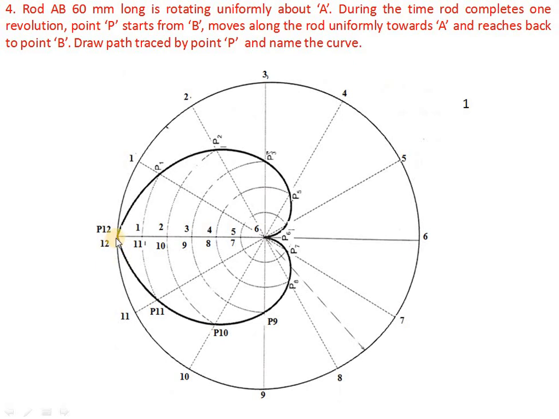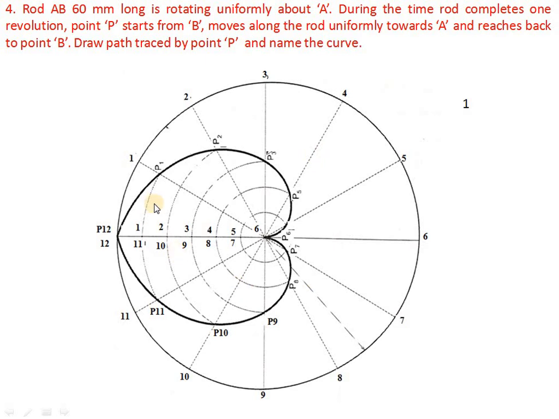Now what is the concept here? During the complete revolution of the rod AB, point P travels from this end towards A and then comes back. The concept is simple. We have divided the circle into 12 parts. So in 6 divisions, the point P will reach from this end to the center, and then in the remaining 6 divisions, point P comes toward its initial position. Okay, so it is very simple.